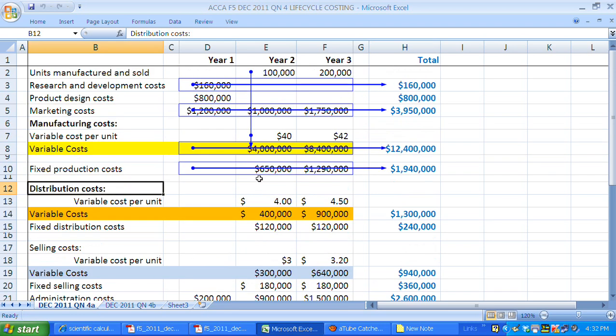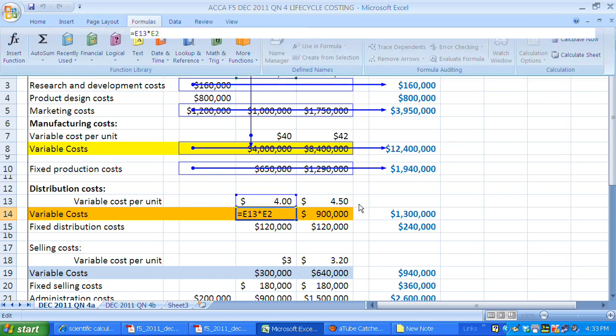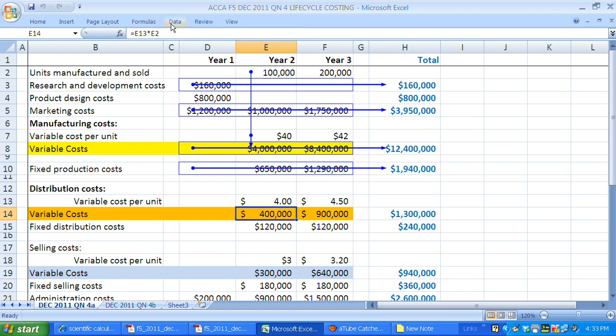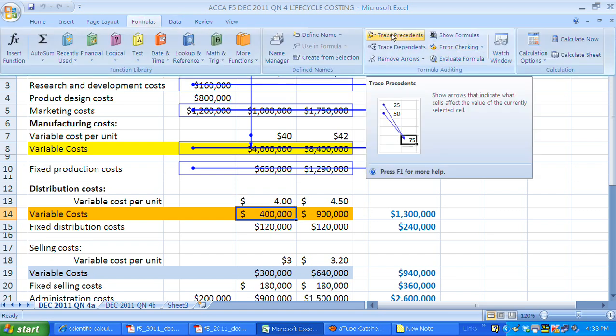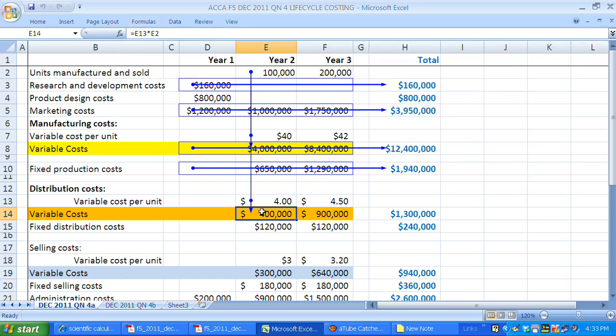Similarly, distribution costs have variable cost per unit given as 4 and 4.5. So to get the total variable cost here, all I need to do is multiply the two figures, this by that. Hope that is clear. So that one is quite straightforward. So this is simply the product.